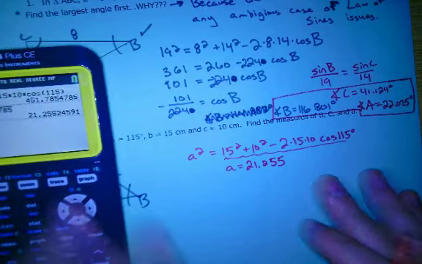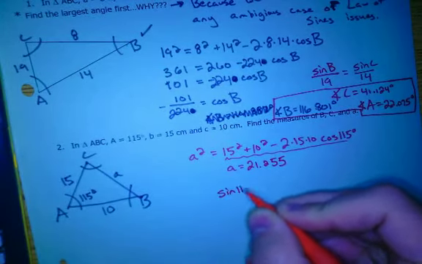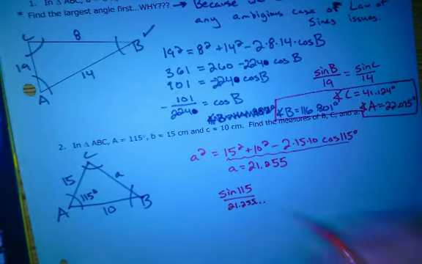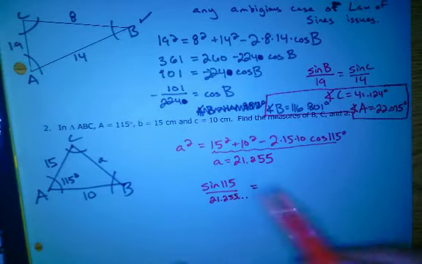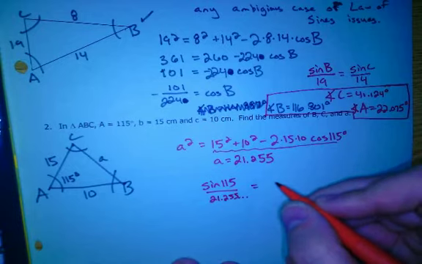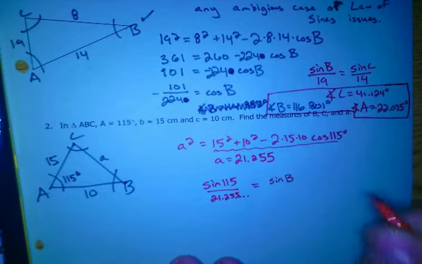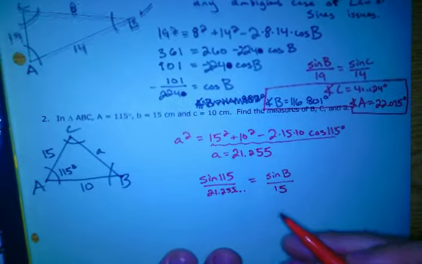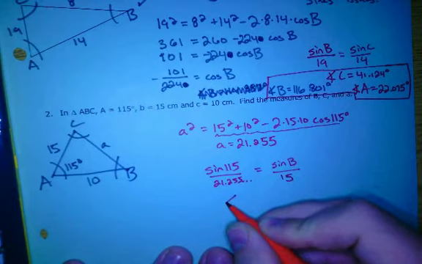Okay? So now from there we can use law of sines, because we know that sine of A, which is 115, over A, which is 21.255, because I'm going to be using that entire number, equals, I'm just going to pick my next largest one, so I'm going to do B. So I'm going to do sine of B all over 15. You do your law of sines, and you can figure out what angle B is.